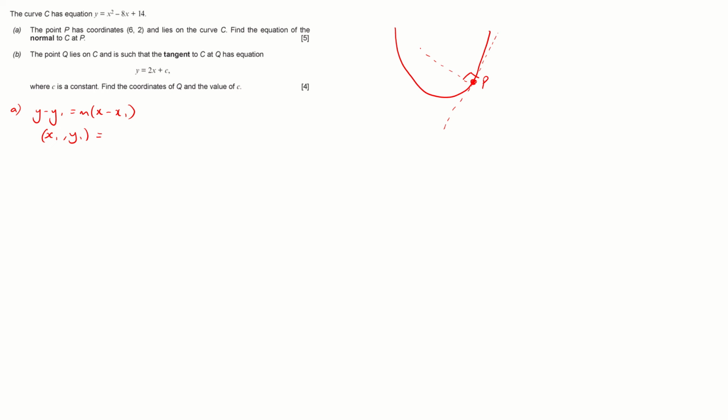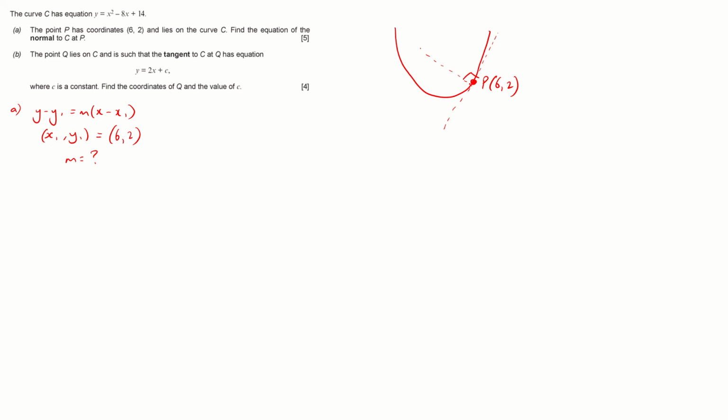Now, from this question, the coordinate, I'm going to use the point P, because P here is on the curve, is on the tangent, and is on the normal. So I can use it for any of those equations. So there's 6, 2. The gradient of the normal, though, is the thing that I don't have. So that's my first task.